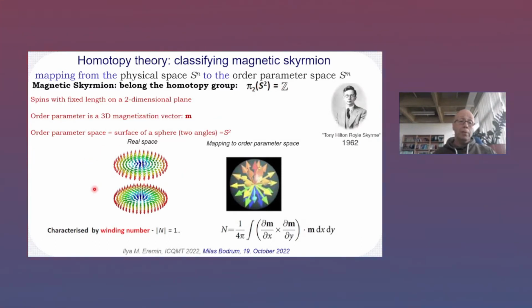The simplest examples of this are the simplest n equal to 1 topological textures, which are either Néel or Bloch skyrmions. And this is the example of the mapping to the order parameter space.